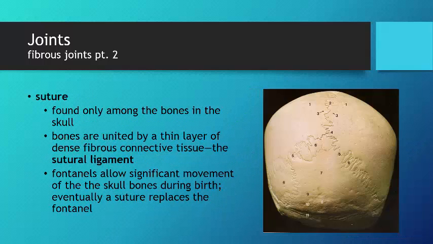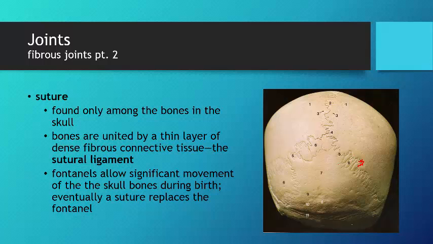Next up are the sutures. And here we've got a view of the top of the skull. And so you can see there are sutures aplenty. The only place that we find sutures are in the skull, between the bones of the skull. And a suture is formed by a very thin layer of dense fibrous connective tissue that grows between the bones. So while the bones are ossifying, then this thin layer, the sutural ligament, will form, holding the bones together.